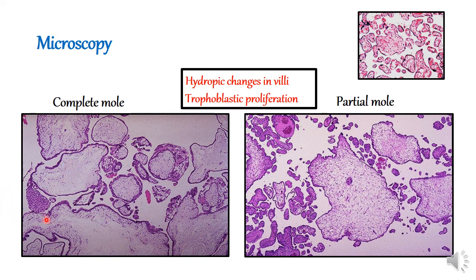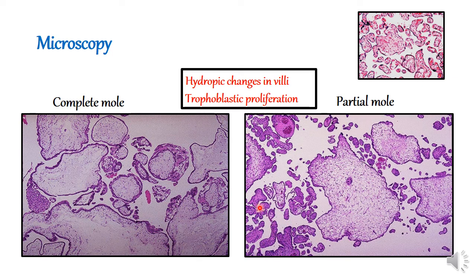The entire villi show circumferential proliferation of the trophoblastic tissue. This occurs in case of complete mole. Whereas in partial mole, again there will be hydropic changes in the villi along with the trophoblastic proliferation, but the trophoblastic proliferation will be focal in nature, not circumferential, and along with the hydropic changes in the villi, there will be presence of this normal villi.